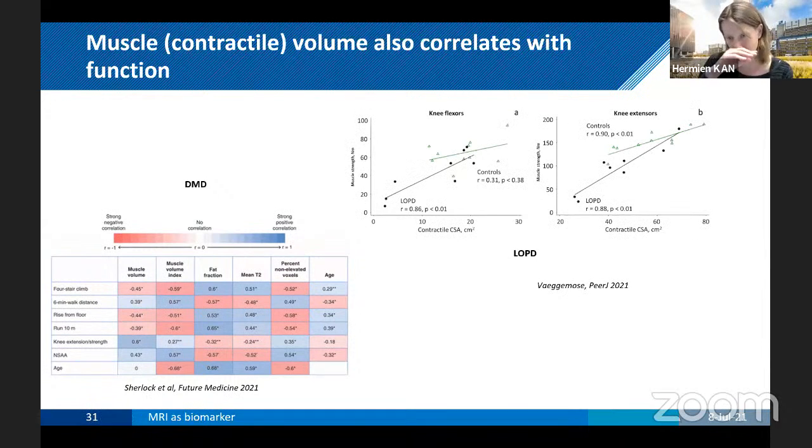And also a very recent study in late onset Pompe disease shows the same thing, right? Where the contractile CSA, so the amount of muscle tissue which is still there, in controls, but also in late onset Pompe disease patients, actually correlates with muscle strength. So the larger your muscle, the stronger it is, both for the knee flexors and the knee extensors.